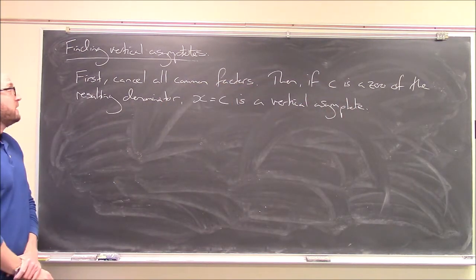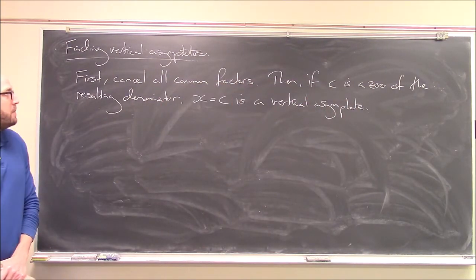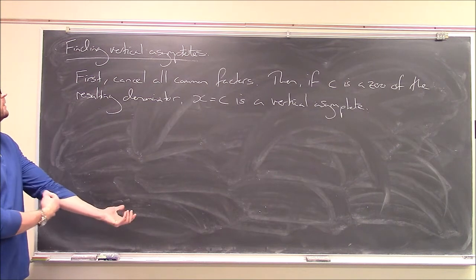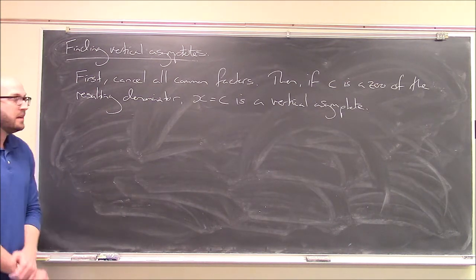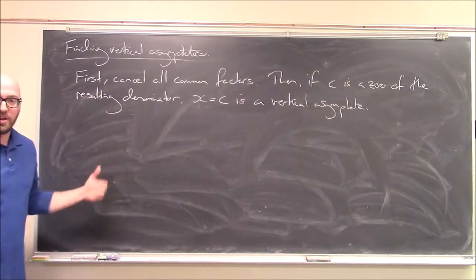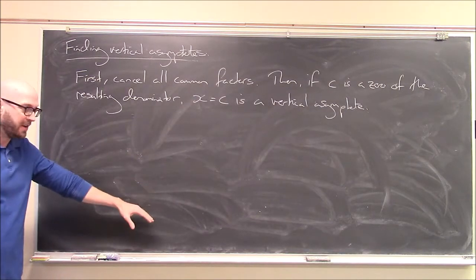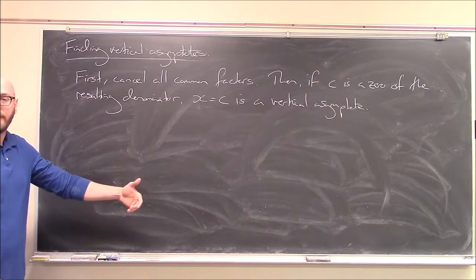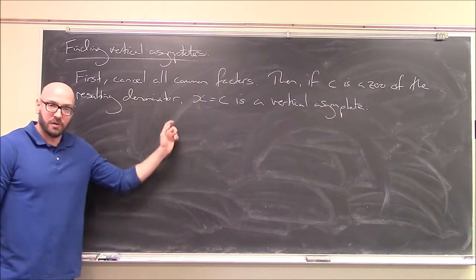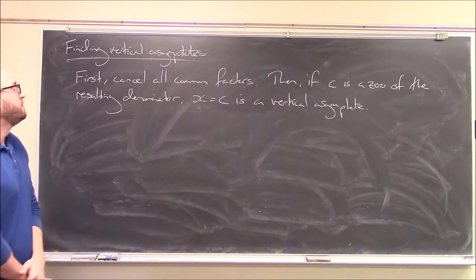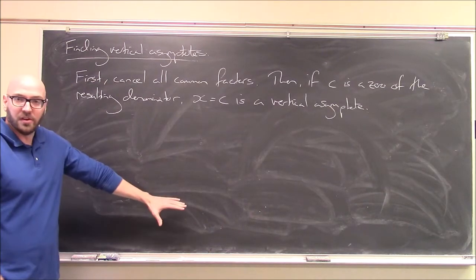Finding vertical asymptotes is just a little bit more work, but not much, and it involves factoring. The first thing you do is simplify as much as you can. Almost always you'll be given a numerator and a denominator that aren't factored, so the first thing you need to do is factor them. Then you cancel all the common factors. If there are common factors above and below, cancel them off. And then you just have to look at the denominator.